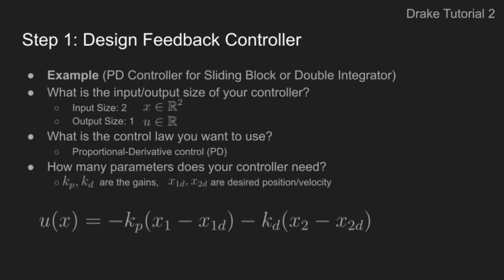First, you need to choose your controller. Make sure you know the size of your input vector and your output signal. In our case, the input size is 2 and the output size is 1. At this point, you should also note what parameters you will need to implement your controller. For the sake of simplicity, we will use a PD controller which drives the state of the plant to some desired position and velocity, x1d, x2d. I will show you how to implement this as a LeafSystem, but if you stick around to the end of the video, I'll also show you how to use Drake's built-in PID controller to save yourself some code.